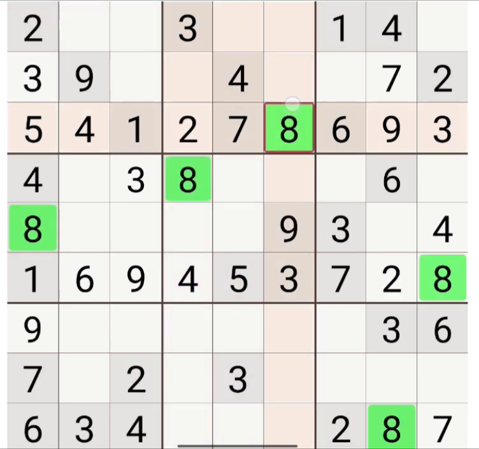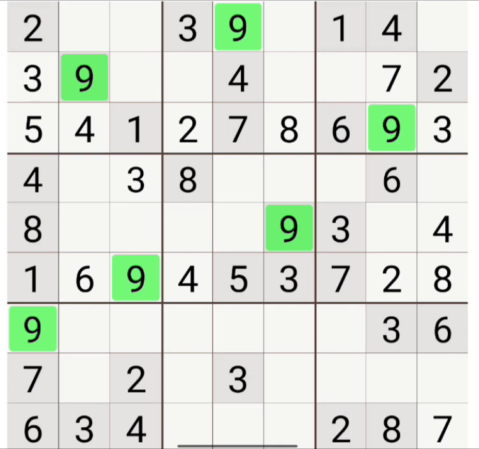Now let us complete this box. In this box 3, 4, 2, 7, 8 are there. 1, 5, 6, 9 are missing, but we cannot write 9 in these two cells because 9 is there in the same row, and we cannot place 9 in these two cells because 9 is in the same column. So we'll place 9 here.